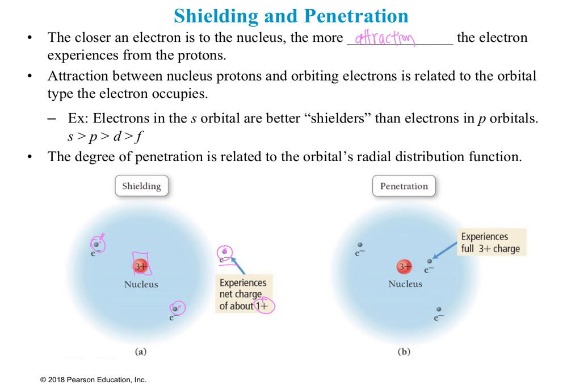There's also some variation between the types of orbitals. S orbitals are actually better shielders than P, D, and F, and that's just because there are more nodes in P, D, and F orbitals, so there's more possibility for penetration to happen, where the electrons can get closer to the nucleus just because of those nodes. And S orbitals, we know, are a full sphere with no nodes, and so they're better at shielding the outer electrons from the nucleus.